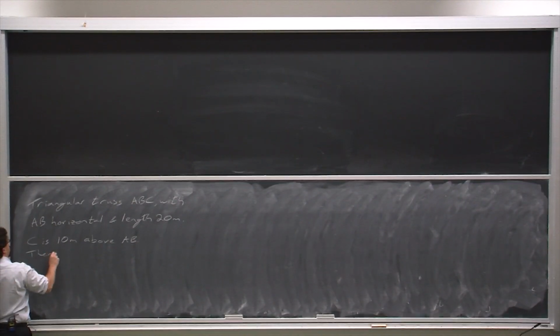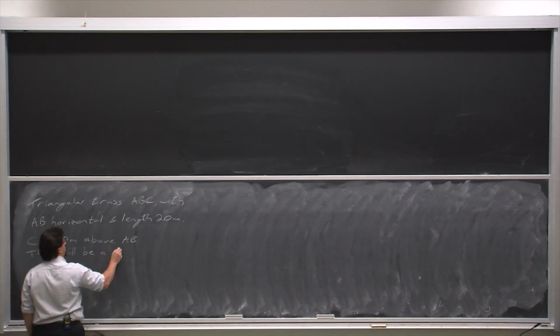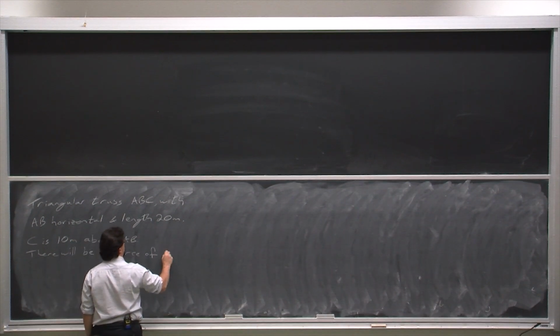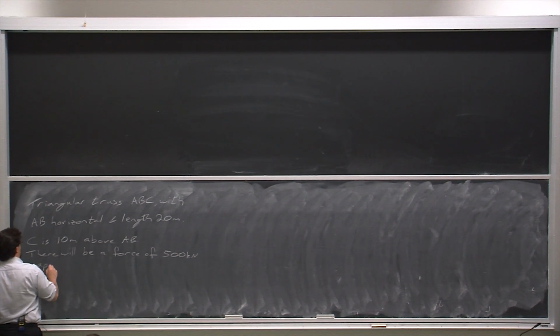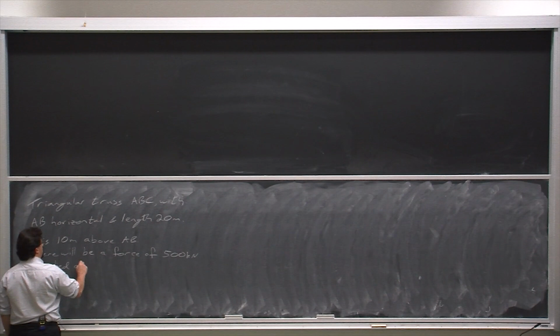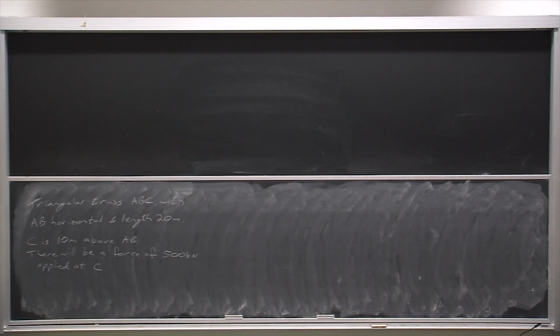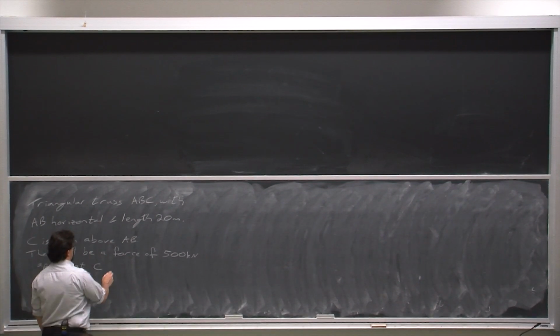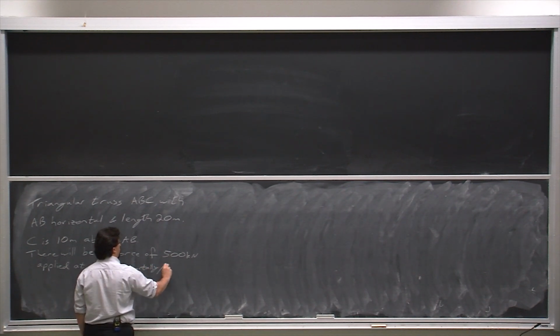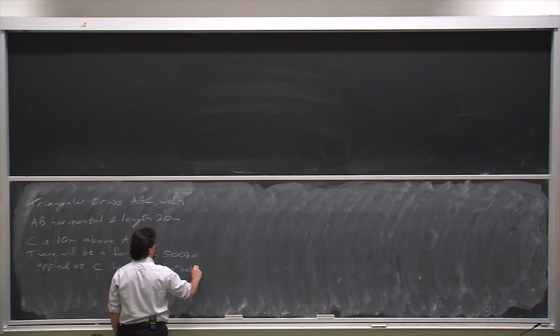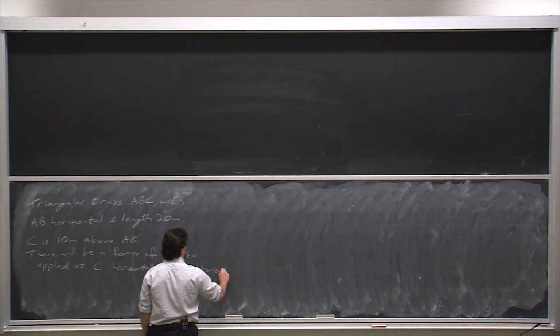There will be a force of, I don't know, 500 kilonewtons applied at C, and then it's your choice. The easy thing is to have it applied horizontally, but just in order to make things a little bit more exciting, maybe applied at a bit of an angle. So, dealer's pick over here. You can go with horizontally. You can go with 30 degrees below the horizontal, whatever you like.